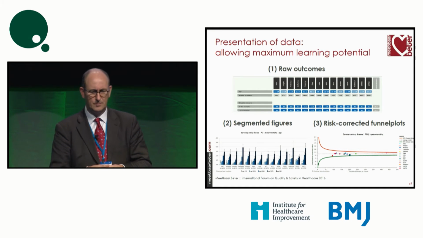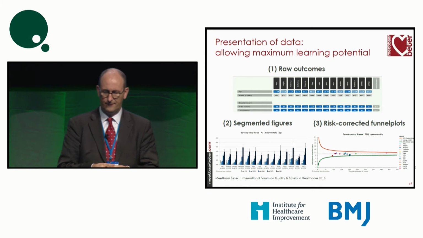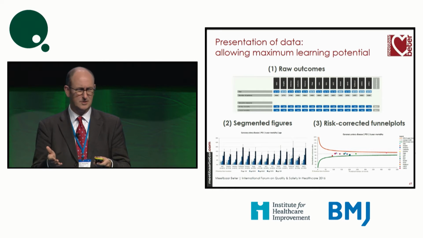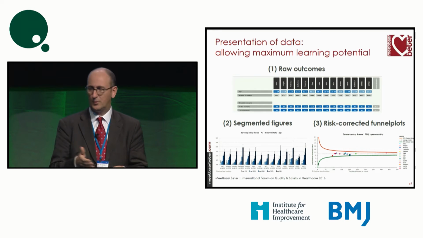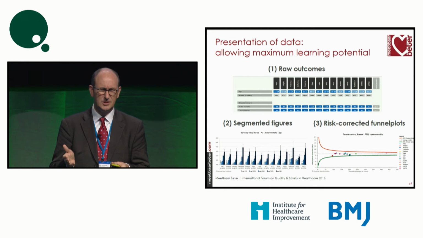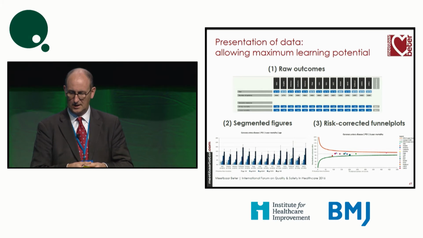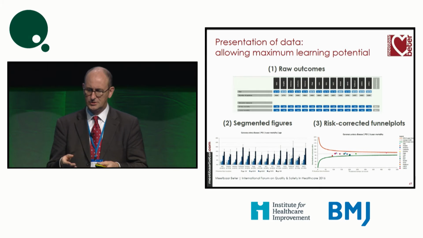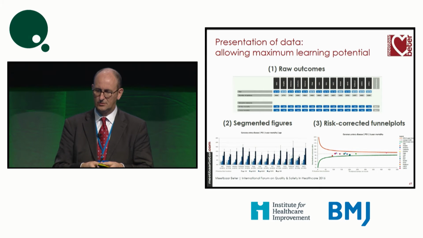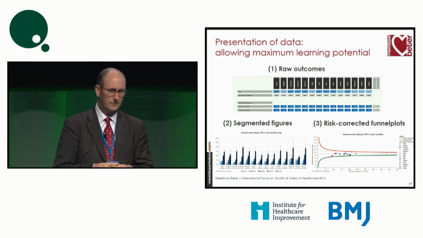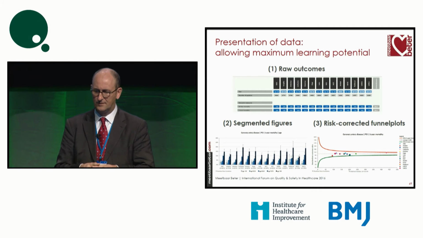Next to the raw outcomes, we present segmented figures. For instance, the results of mortality figures divided in certain age groups or in patients with or without kidney failure, to see which initial condition has the most impact on the outcome measure we are investigating. And finally, Paul already showed it, we try to construct risk-corrected funnel plots where the average result of the whole population is shown with a 95% confidence interval. And this is then corrected for the initial conditions that are available in the database.